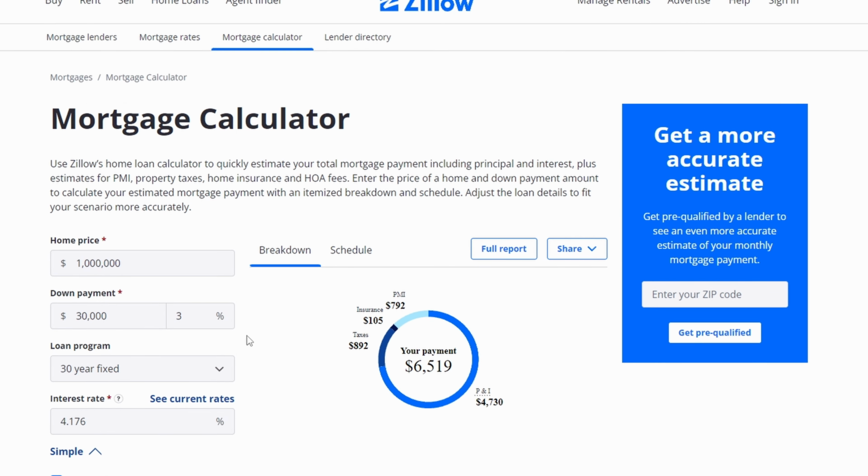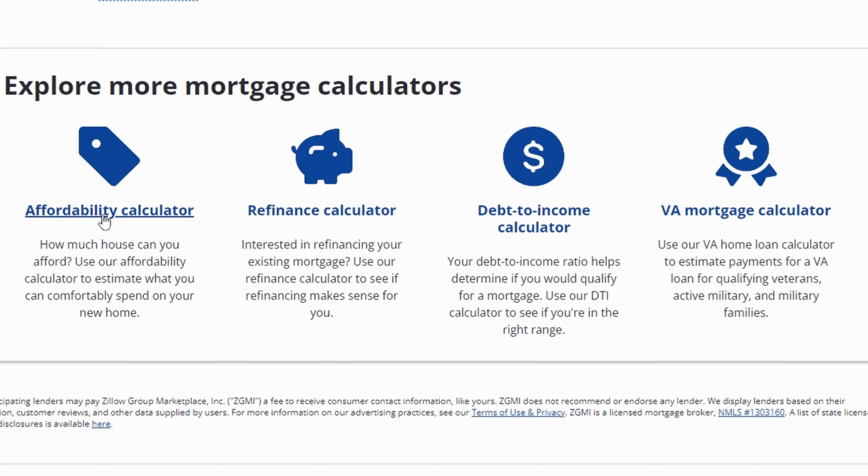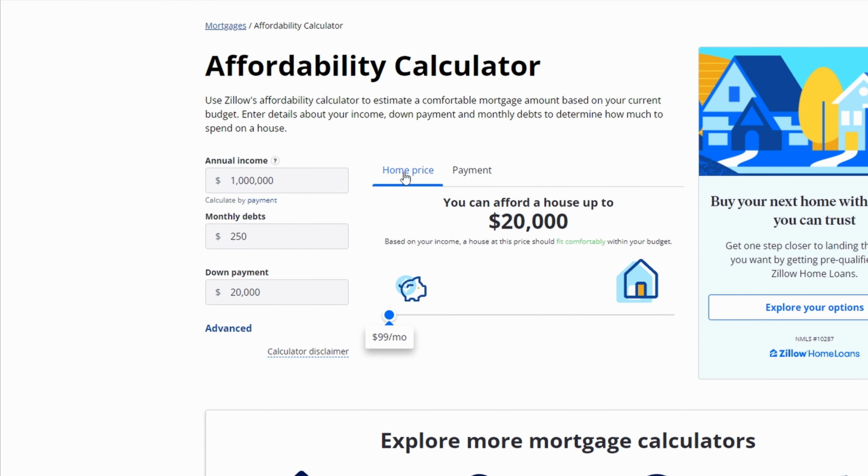So that pretty much does it for the mortgage calculator. This is a really good one to use. I enjoy using this a lot. Now, another one I want to go over here is the affordability calculator. So this right here, we're going to play around with these numbers a little bit. This will pretty much tell you if you can afford the house comfortably that you want.